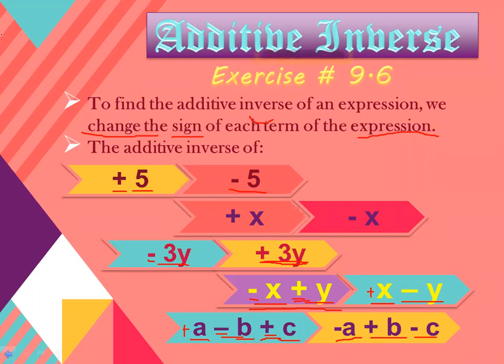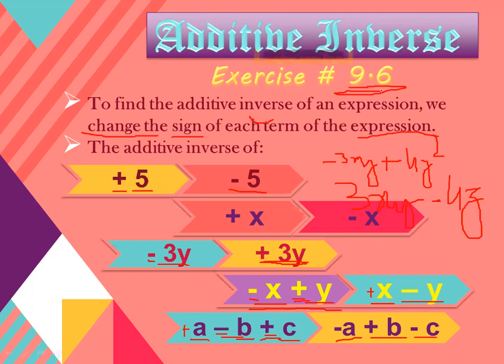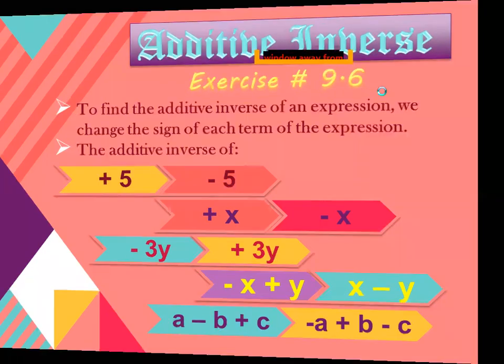Okay, just suppose you have another example, minus 3xy plus 4y squared. How will you write the additive inverse of this expression? You will simply write 3xy and then minus 4y squared. So this is the way to write the additive inverse. So in exercise number 9.6, you have to simply write the additive inverse of the given expression, nothing else. Now move on to the next topic, and that is our main topic.